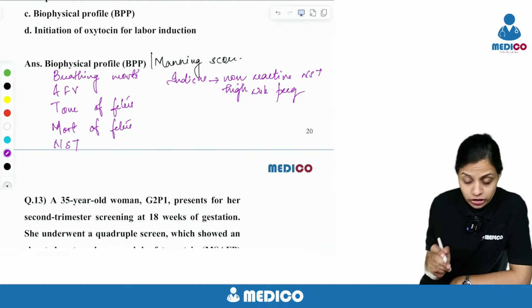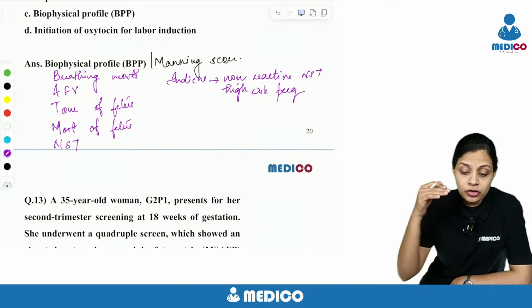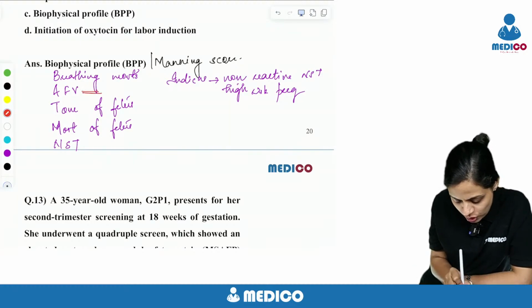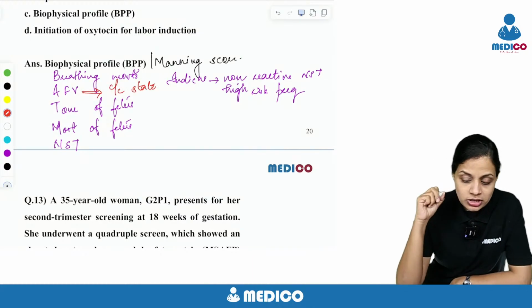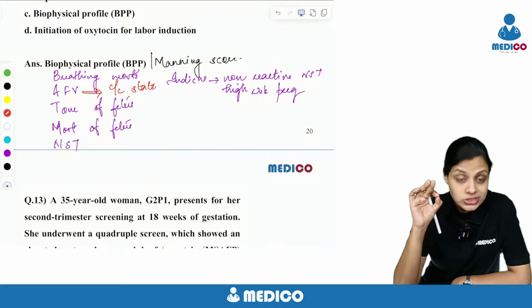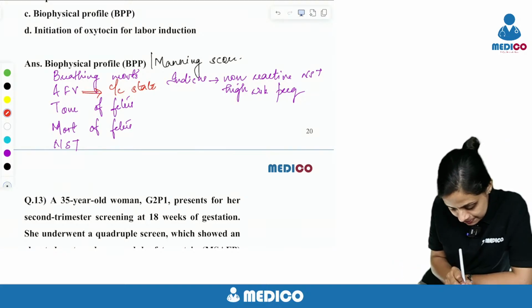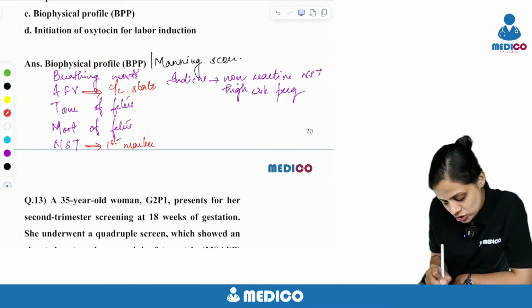Except for the amniotic fluid volume, all the others are indicative of the acute state of the fetus. The amniotic fluid volume alone is indicative of the chronic state of the fetus. So it is one of the most important things in the biophysical profile. NST is the first marker that is affected. This one also you have to know.